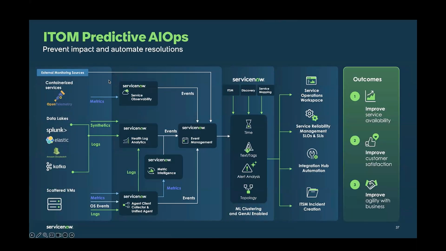So if you haven't seen this, this is our ITOM predictive AIOps solution. So where does HLA fit in all of this? HLA fits right there, and its core focus is really to look at this log data. Again, we're ingesting all these various streams of data types: events, logs, metrics. Events go to your traditional event management piece, logs go to HLA, and metrics go to metrics intelligence.